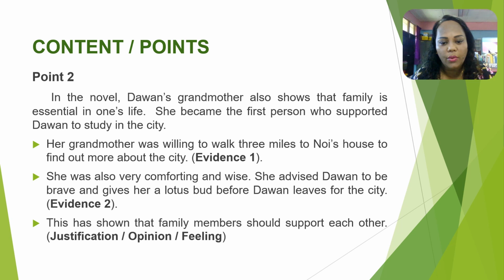All right, so don't worry too much if you can't give 3. If you can give 2 and you can elaborate and explain your evidence, that is also good. And you also again end with a justification or an opinion or a feeling. Here, for example, this has shown that family members should support each other.